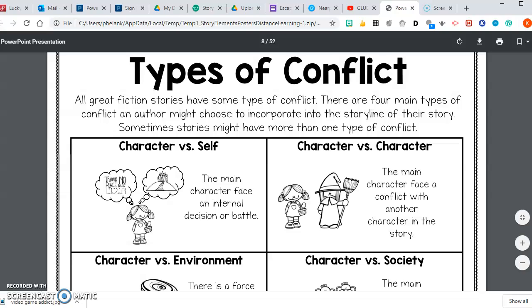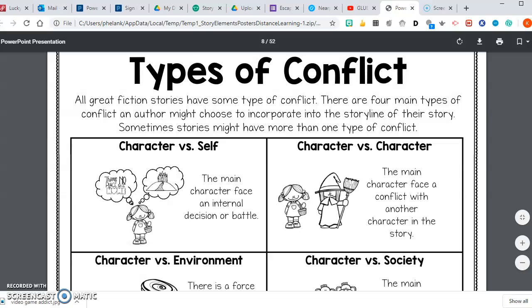And there are many different types of conflict. So there can be what I like to refer to as an internal conflict, which is a character versus themselves. So when a character is fighting or struggling or really trying to make a decision about something and battling about something in their own life, there tends to be an internal conflict.